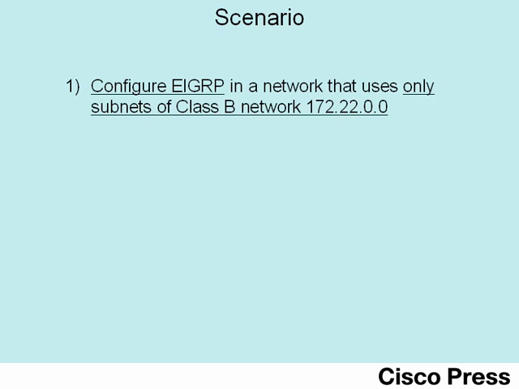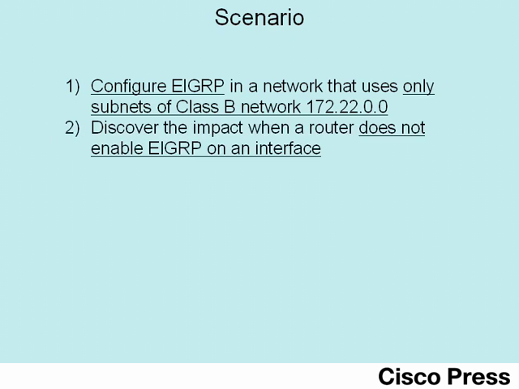This lab uses two scenario steps to meet these objectives. In the first step, you'll see how to configure EIGRP in a network that uses only subnets of Class B network 172.22.0.0. In the second step, you'll discover the impact of when a router configuration does not match all its interfaces, in particular, how that router does not advertise the subnets off those interfaces that aren't matched.